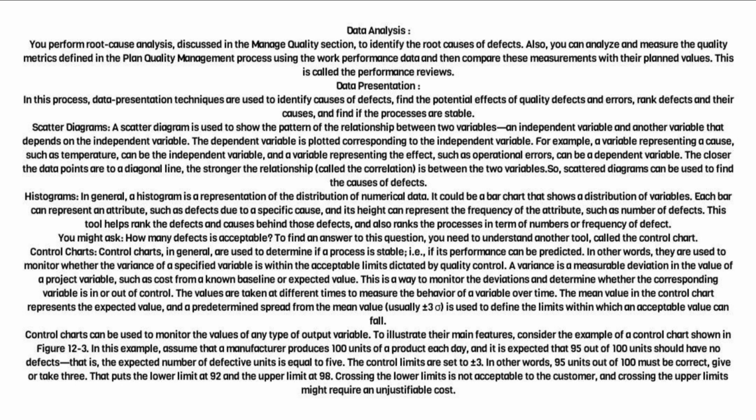The closer the data points are to a diagonal line, the stronger the relationship, called the correlation, is between the two variables. Scatter diagrams can be used to find the causes of defects.